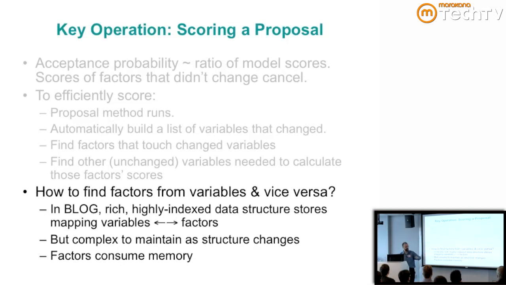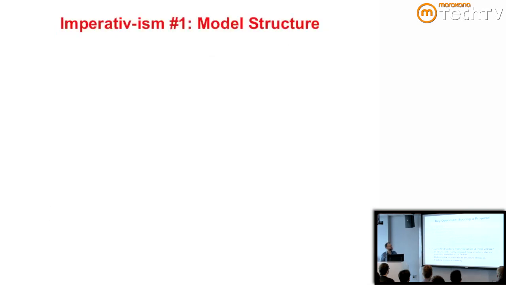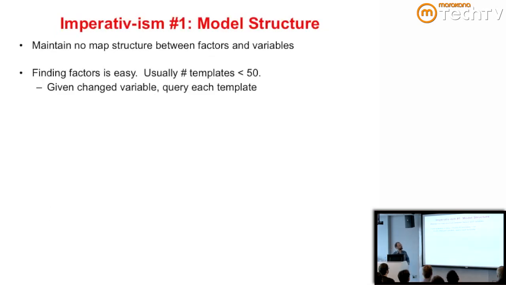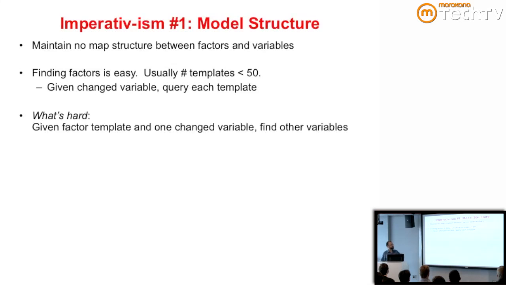And it's Berkeley's system. They built a highly indexed, quite complicated data structure to store this kind of mapping. But it can be quite painful to maintain. And so what we're going to do instead is maintain no such map between these things and solve it in a different way. We're going to say, well, finding the factors from the changed variables is easy, actually, because the number of templates is often quite small. I can just take each changed variable, ask each template, do you care that this variable changed, yes or no? And if it does, give me a factor. And that can be quite efficient.